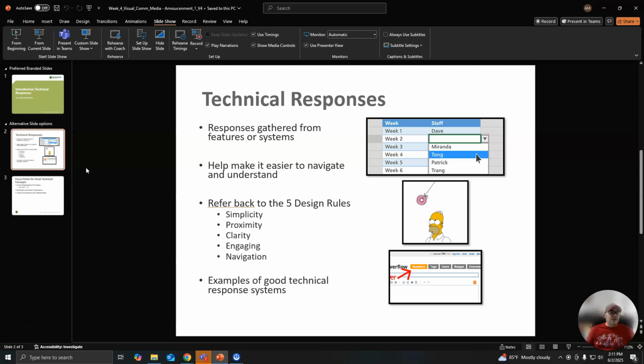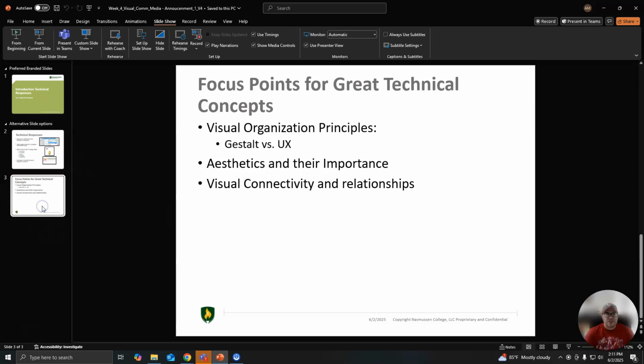Now, there are a couple of good examples right here on the right that we'll review later tonight. We have drop-down menus and graphic image frames. These help with engagement. Drop-down menus help with a lot of simplicity and a little bit of navigation. And finally, at the end, highlighted options show you where you're at. That definitely ties into navigation. These are all good examples of technical visuals.